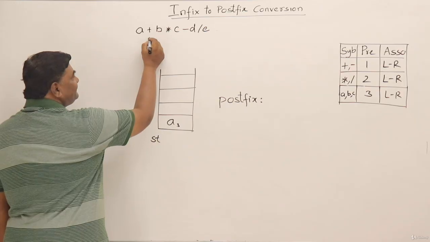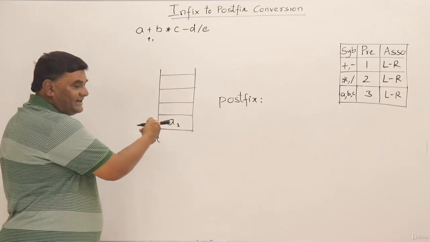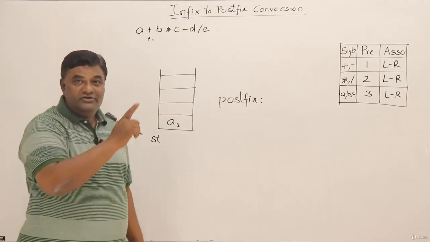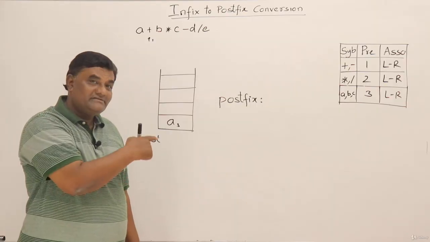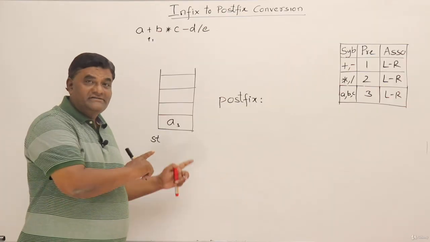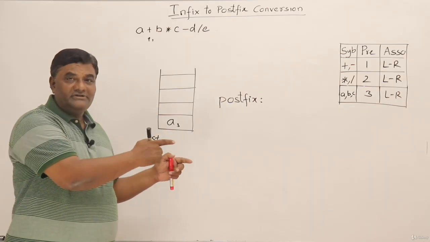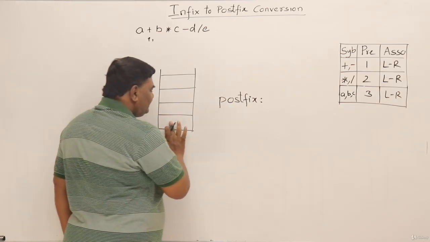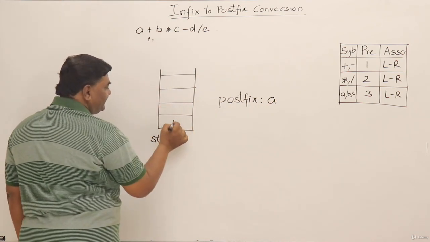The next is plus. What is the precedence? 1. What's the precedence in the stack? The stack top is having A, its precedence 3. This is higher. So you cannot push any symbol in the stack if a higher or equal precedence symbol is already there in the stack. So pop out this one. The conditions are the same. So pop out this A and send it to postfix. Then push plus into the stack.